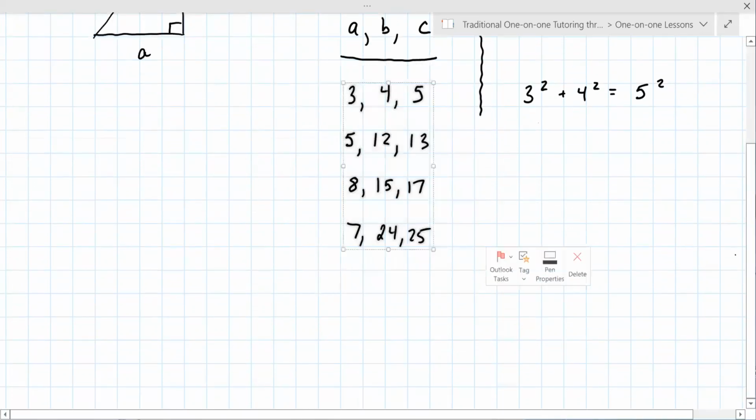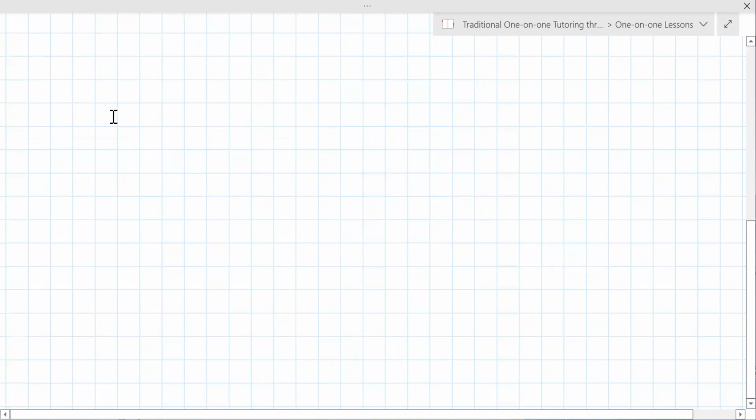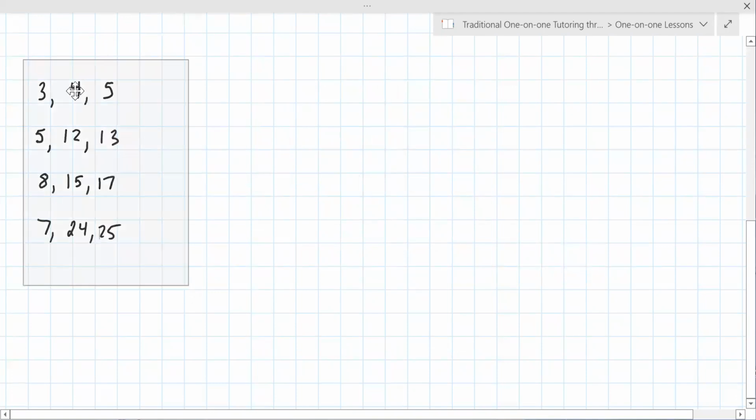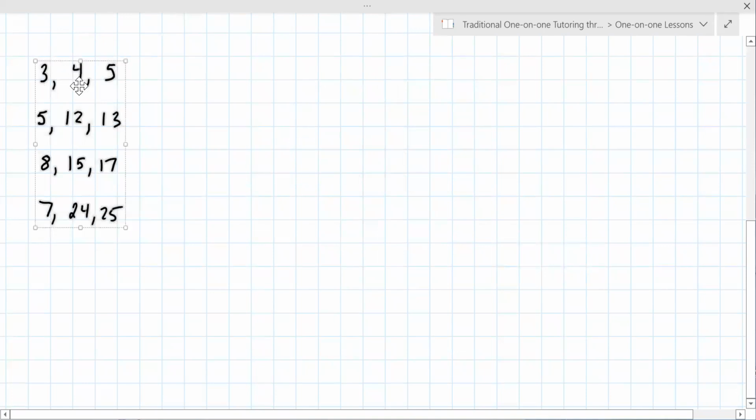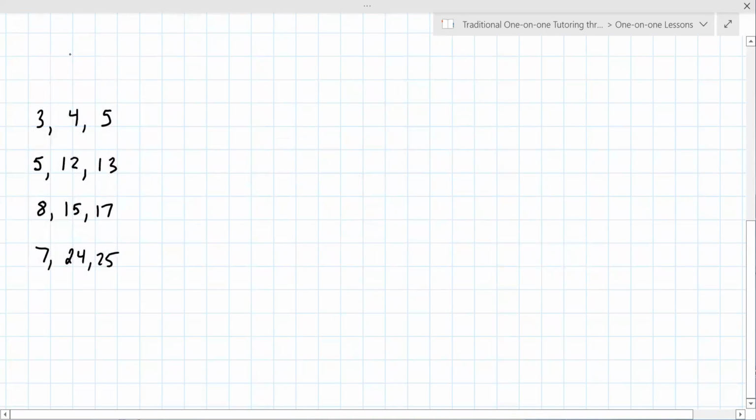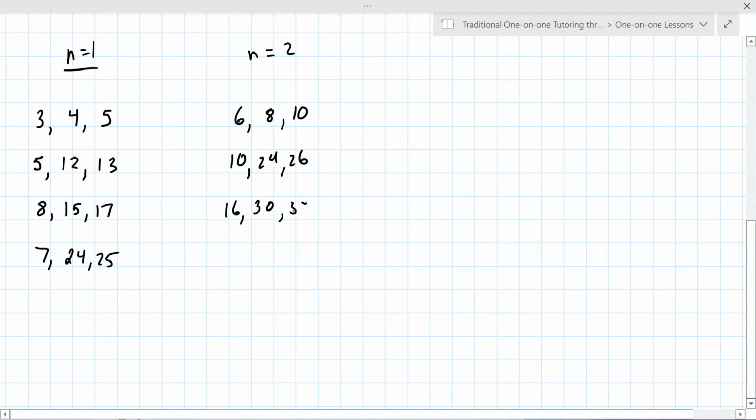So I'm going to grab these, and the way the triples work is you can also multiply these by, say, 2. So if you multiply each of these by 2: 6, 8, 10, 10, 24, 26, 16, 30, 34, 14, 48, 50. Notice how the numbers get pretty big. You probably wouldn't see that, but you should keep in mind that you can just multiply this base case to get other ones.